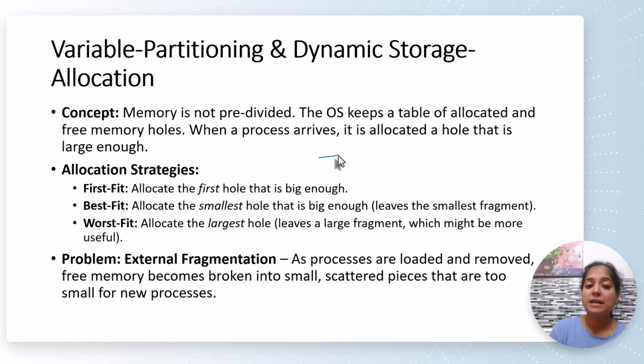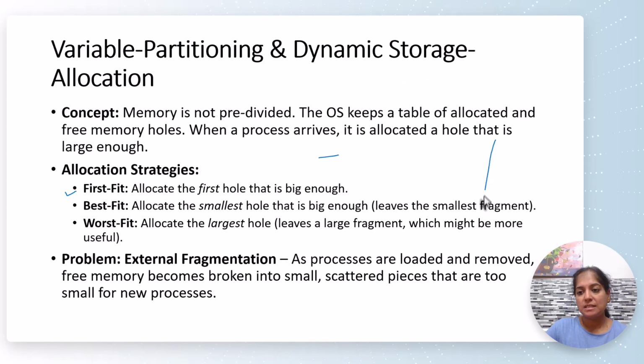Now there are certain strategies for which process will fit in which partition. One is the first fit. We allocate the process in the first hole that is big enough to accommodate it. Best fit is we allocate the smallest hole that is big enough. So it leaves the smaller fragment, and doesn't leave the large fragments. And the worst fit is to allocate the largest hole to the smallest process, which means we will have a larger hole available which can be used for another process.